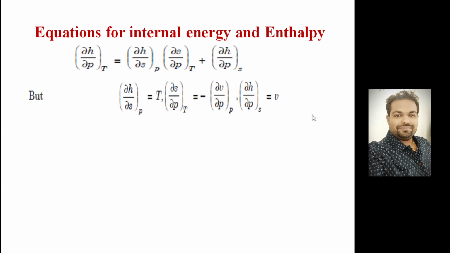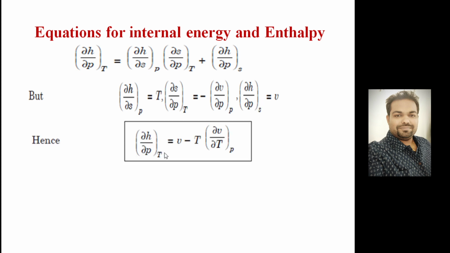If you differentiate with respect to pressure, you get only v, and internal energy cannot be differentiated with respect to pressure, right? So you can write h is equal to u plus pv, right? If you differentiate ∂h/∂p, the first term is 0, and the differentiation of p into v will give only v. So you got v. If you substitute all these values, you can write ∂h/∂p is equal to v minus T ∂v/∂T at p.